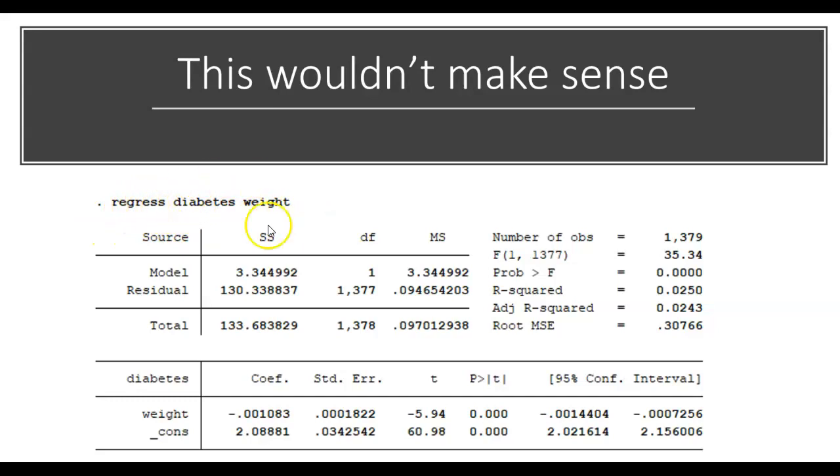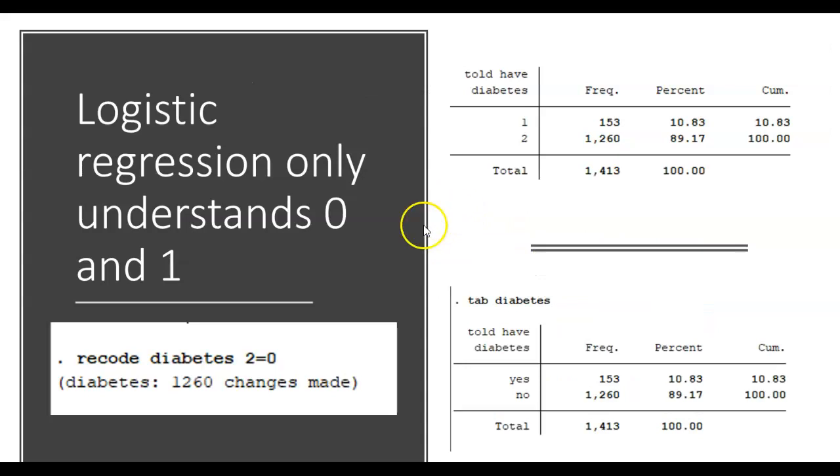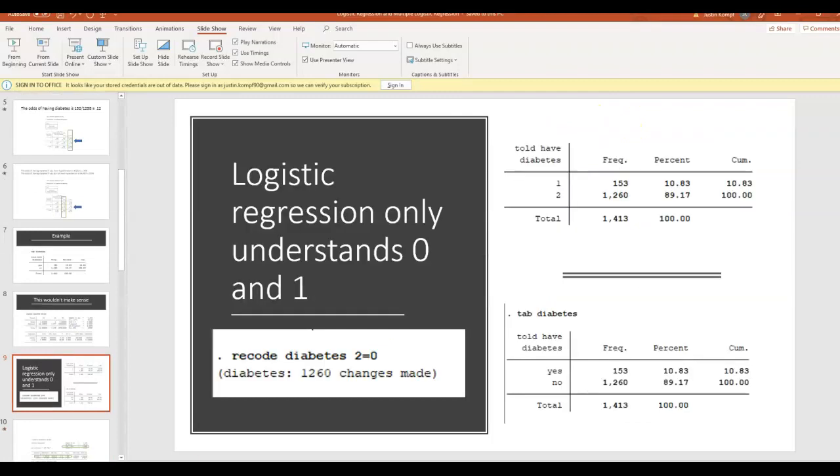Because we have this binary yes-no variable, we're not going to be able to actually run a regression. Anytime a dependent variable is yes or no, we can't run a linear regression. We need to move over to a logistic regression. Now, logistic regression only understands zeros and ones, so what you have to do is recode your data. This is what that's going to look like. I've already recoded everything, but when you type in tab diabetes, no label, I'll show you this.